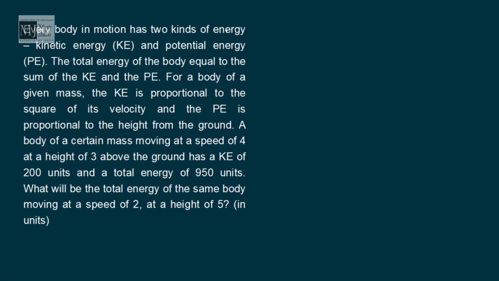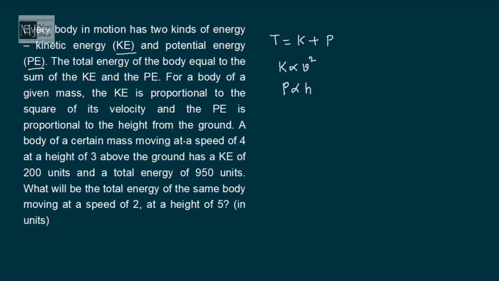Every body in motion has two kinds of energy: kinetic energy and potential energy. The total energy of the body is equal to the sum of kinetic energy and potential energy. Total energy is kinetic plus potential. For a body of a given mass, the kinetic energy is proportional to the square of its velocity or speed. K is proportional to the square of its velocity. And potential energy is proportional to the height from the ground.